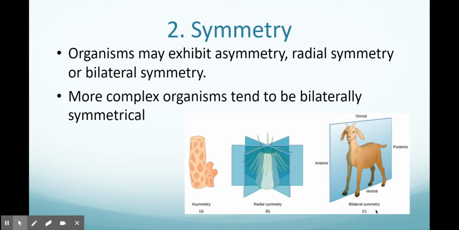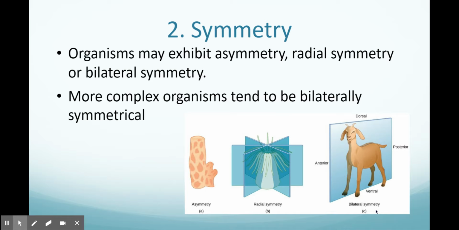And then the more complex organisms have bilateral symmetry. This is the type of symmetry that you and I display. There is only one way that we can divide ourselves up into two equal halves, and that would be straight down the middle, connecting a line, nose and belly button, and dividing you into your two halves, left and right.